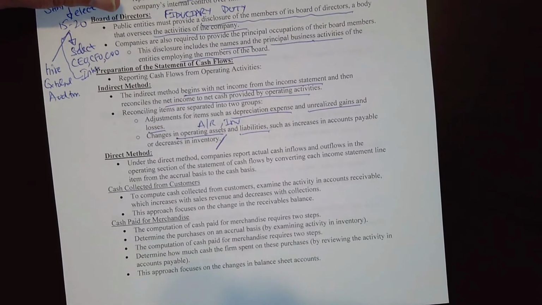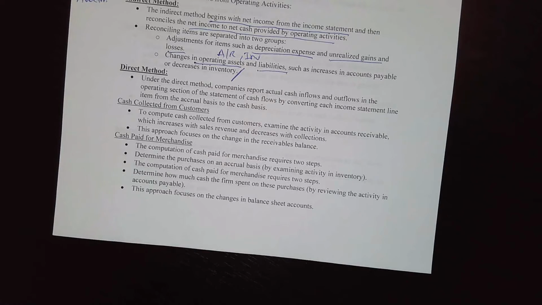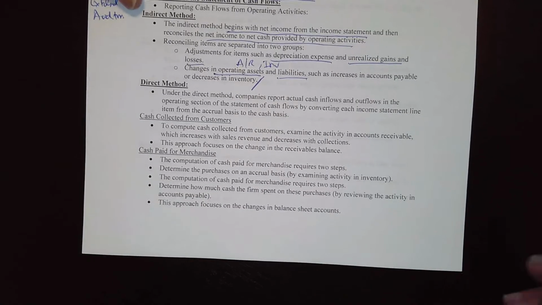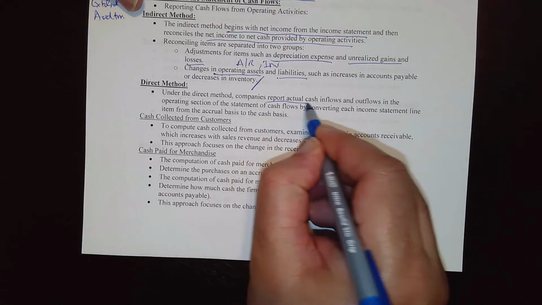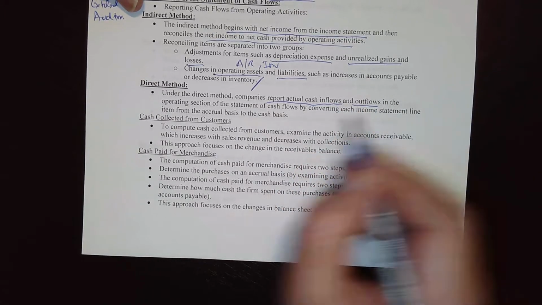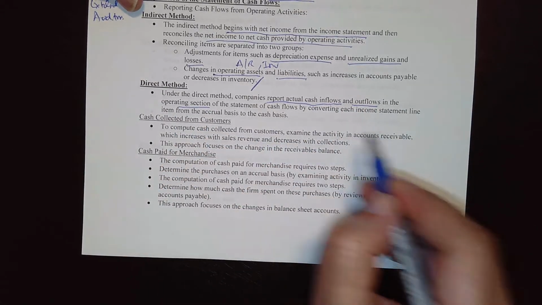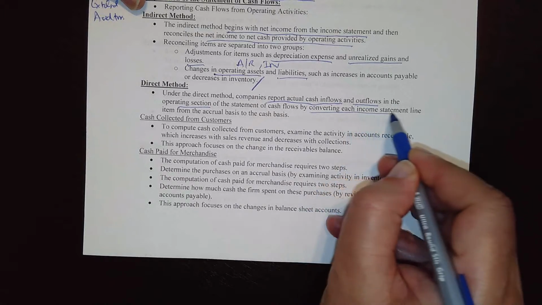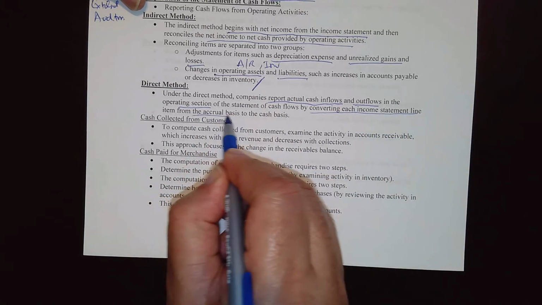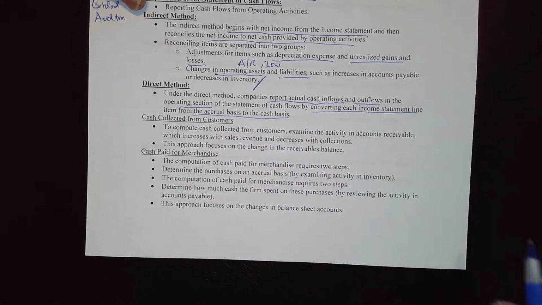In this part of the lecture for the statement of cash flow, we're going to talk about the direct method. Under the direct method, companies report actual cash inflows and outflows in the operating section of the statement by converting each income statement line item from the accrual basis to cash basis.